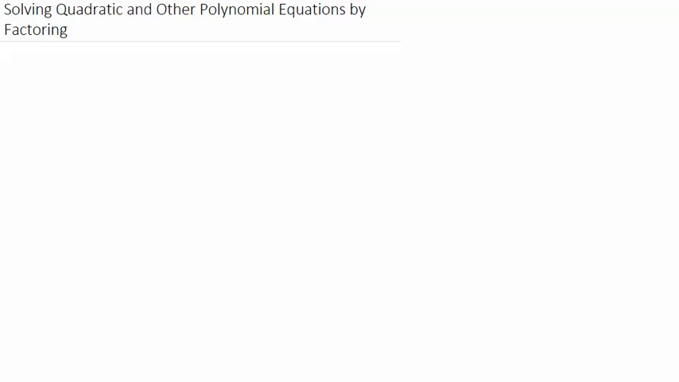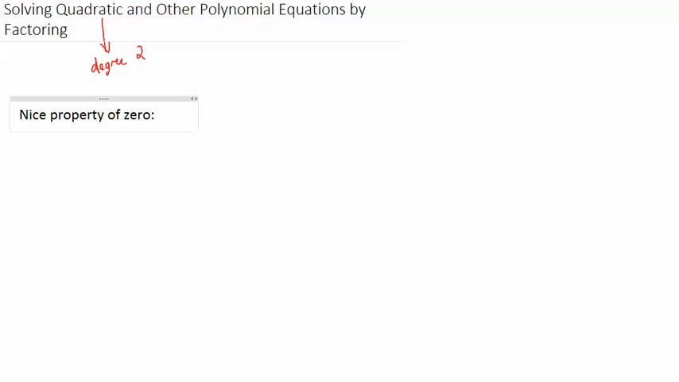Let's take a look at solving quadratic and other polynomial equations using factoring. Typically people talk about quadratic equations, but you can solve polynomial equations by factoring. Quadratic just means it's a polynomial of degree 2, meaning x is squared, or the variable squared. But you can solve higher degree polynomial equations by factoring as well. Before we get into how to do it, let's explore this nice property of the number 0.